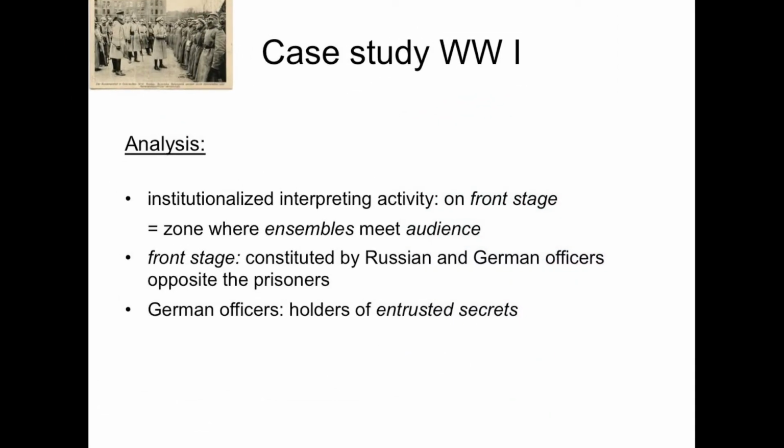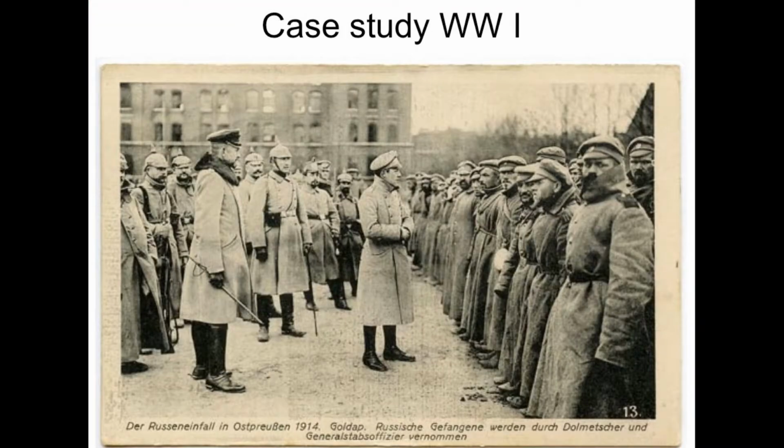The stage is constituted by the long row of Russian prisoners who appear to be frightened. Maybe I can show you the picture again. Who appear to be frightened, yet also curious about the role apparently being imposed on them through the photographing process. However, the German officers opposite the prisoners are also part of the front stage. They convey a complacent impression. They are obviously satisfied with their early military success, and perhaps they are bearers of entrusted secrets, secrets they are obliged to keep in order to maintain the team's integrity. So in this case, the secret of the possible prisoners' future fate.